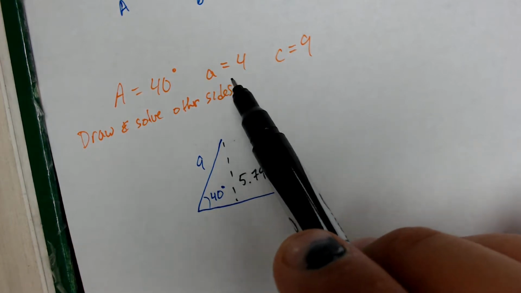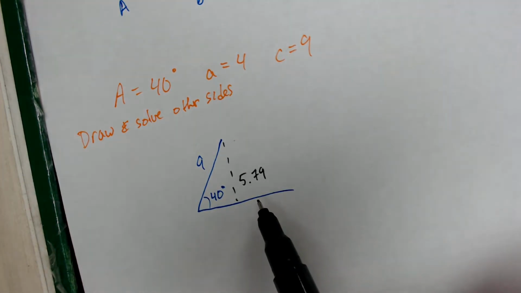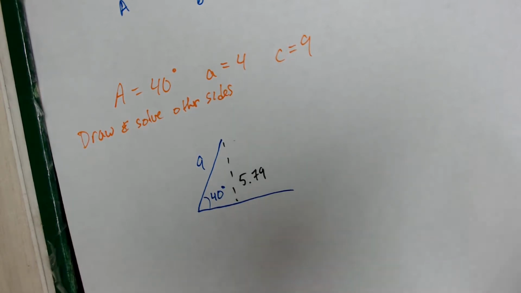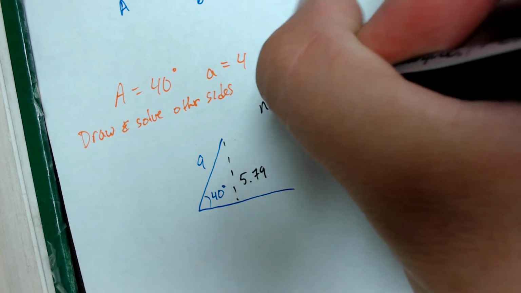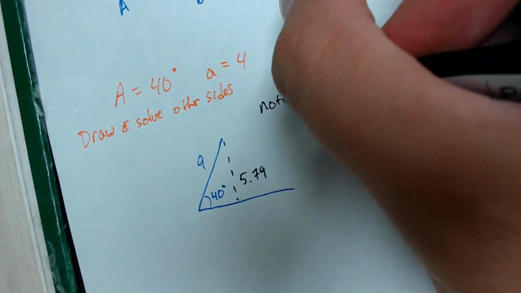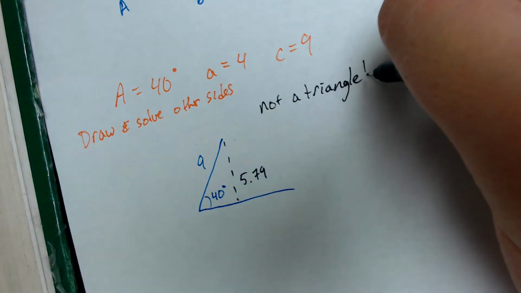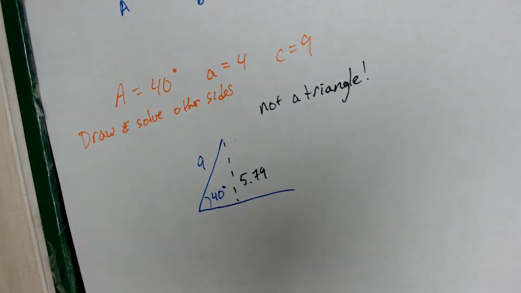They told me a was less than the height. So if a is less than the height, can this be a triangle? No. So this is not a triangle, and that would be our answer. Not a triangle. They tried to trick us, and they wasted our time. Well, we didn't waste our time. We learned something. So that's how this works.